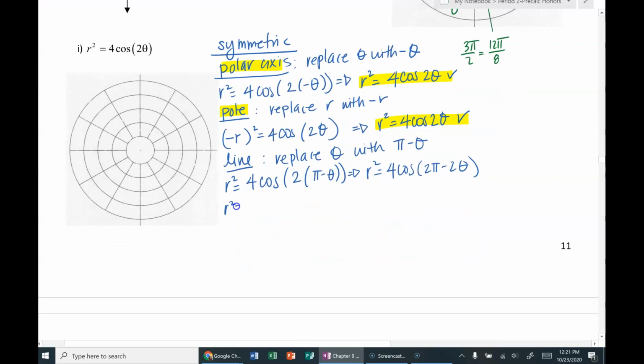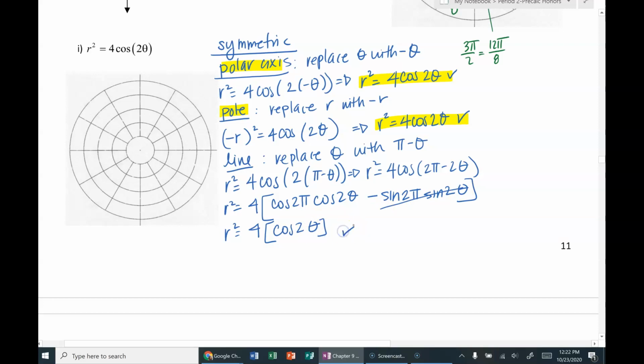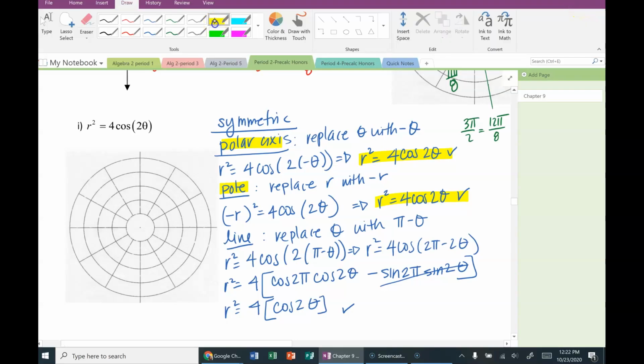Let's use the difference formula for cosine. So for the bracket, cosine of 2 pi, cosine of 2 theta, minus sine of 2 pi, sine of 2 theta. Okay, so cosine of 2 pi, that's going to be 1. So r squared equals 4 times 1 times cosine of a double angle. Sine of 2 pi is 0, so that will go away. And so this also works. So all 3 of them work. Okay, so it is symmetric with respect to all 3. Okay, the line, oh, you know, I forget, the line of theta equals pi over 2. Okay, so all of them work.